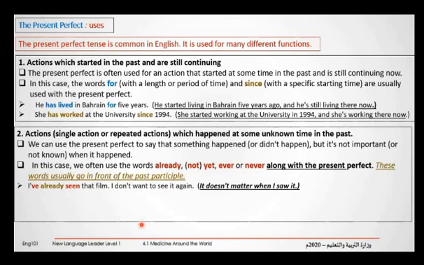Look at the example. I've already seen that film. I don't want to see it again. In this sentence, it doesn't matter when I saw the film. The focus is not on time. It is on the action itself.